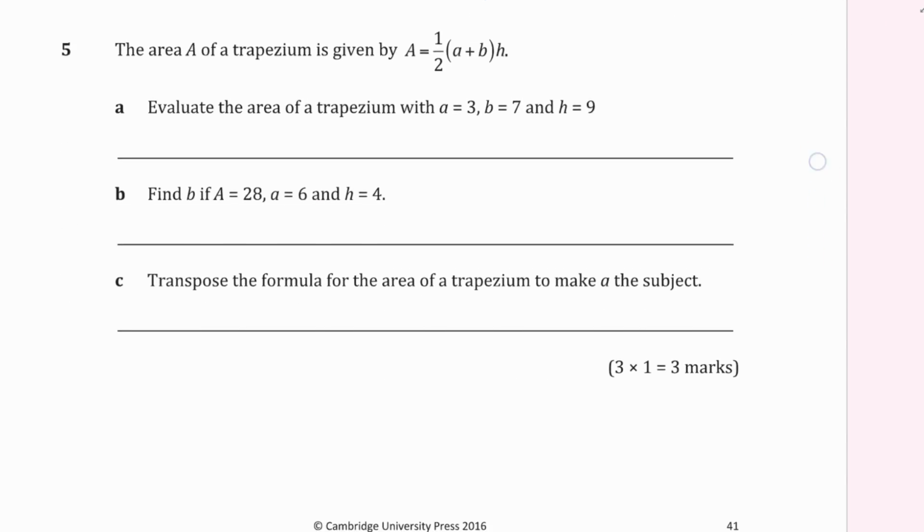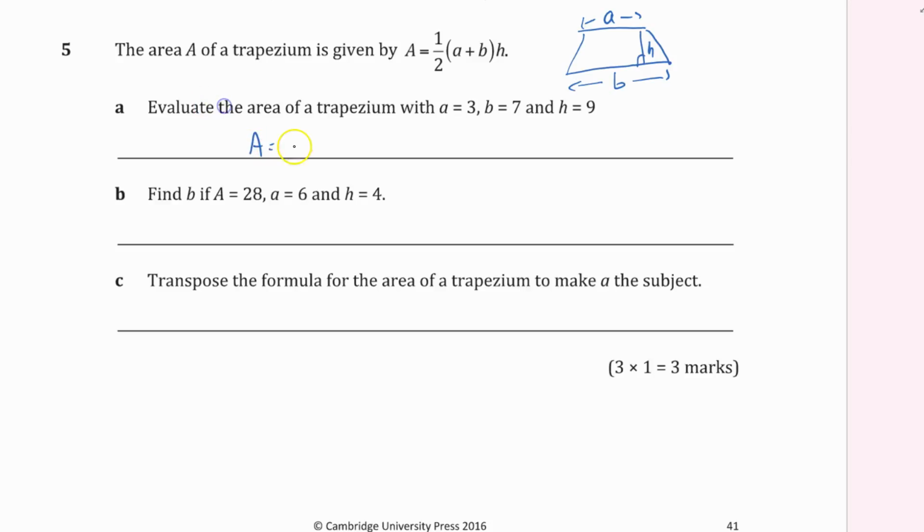Last little one, they've given you the area of a trapezium rule. Area is a half times a plus b multiplied by h. What are the a, b, and h? H is the perpendicular height. Perpendicular means at right angles. A and b are just the two sides that are parallel to each other. So basically finding the average width, timesing it by the height. It's just a rectangle rule. Sub in the numbers 3, 7, and 9 and figure it out.